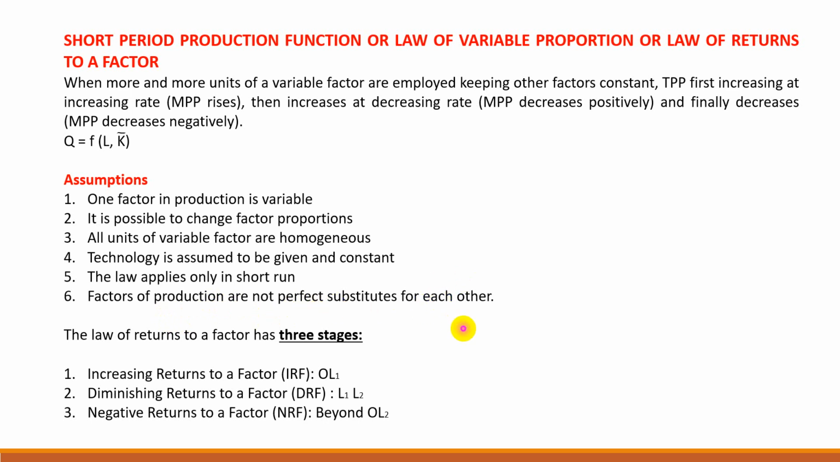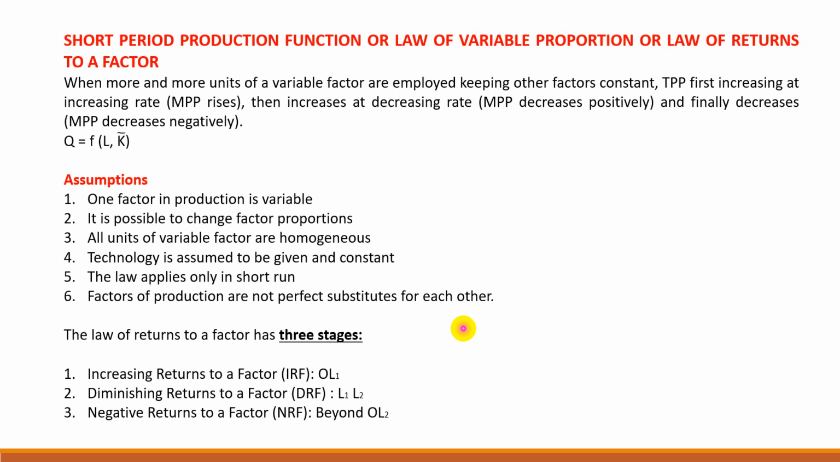This law has three stages, but before we explain the stages, let us know why the law of returns to a factor is called the law of variable proportion. The factor proportion or factor ratio varies as one input varies and all others are constant. This can be understood with the help of an example. Suppose in the beginning 10 acres of land and 1 unit of labor are taken for production. Hence, the land labor ratio was 10:1.